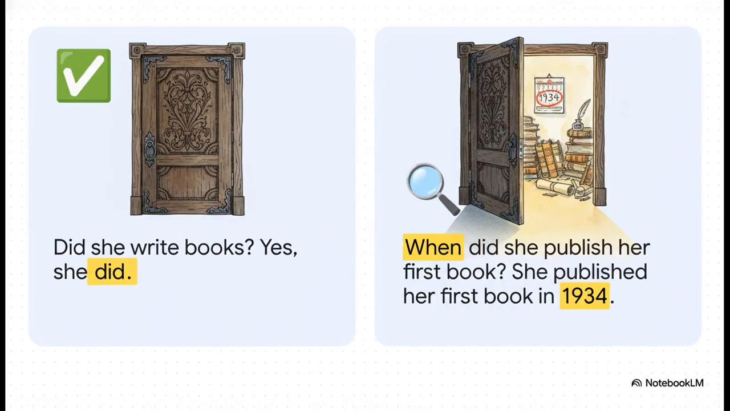Now, for our detective work, we've got two main types of questions. Think of it this way. A yes-no question, like did she write books, is a quick knock on the door to see if anyone's home. But a WH question, like when did she publish her first book, is when you get invited inside to find all the specific facts you need to build a really rich story. One confirms, the other discovers.